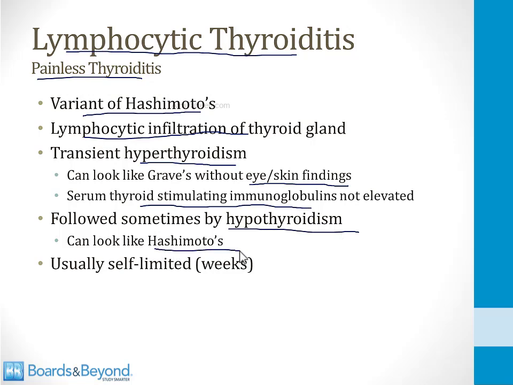Following the hyperthyroidism, as we have discussed, the patient can develop symptoms of hypothyroidism, and this can look like Hashimoto's. However, Hashimoto's, remember, is also called chronic thyroiditis. This is not a chronic condition. It's usually self-limited and goes away in a few weeks. So if it goes away in a few weeks, it's called painless thyroiditis. If it persists, the patient probably has Hashimoto's. And that concludes our module on thyroid disorders.